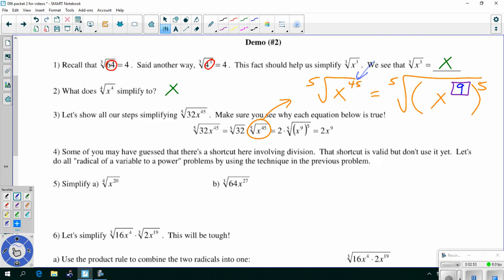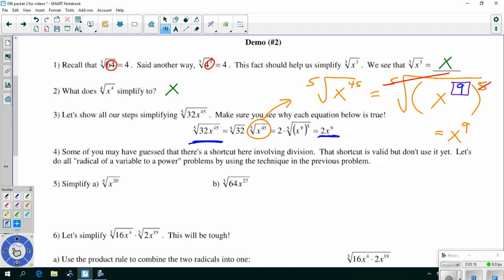So we still have x to the 45th, and then we get to do this marvelous canceling. The 5th root, including that whole radical symbol, and the 5th power are opposites, and we just get x to the 9th. And so that is our final answer there, just with a 2 in the front. 2x to the 9th is the simplified version of the 5th root of 32x to the 45th.